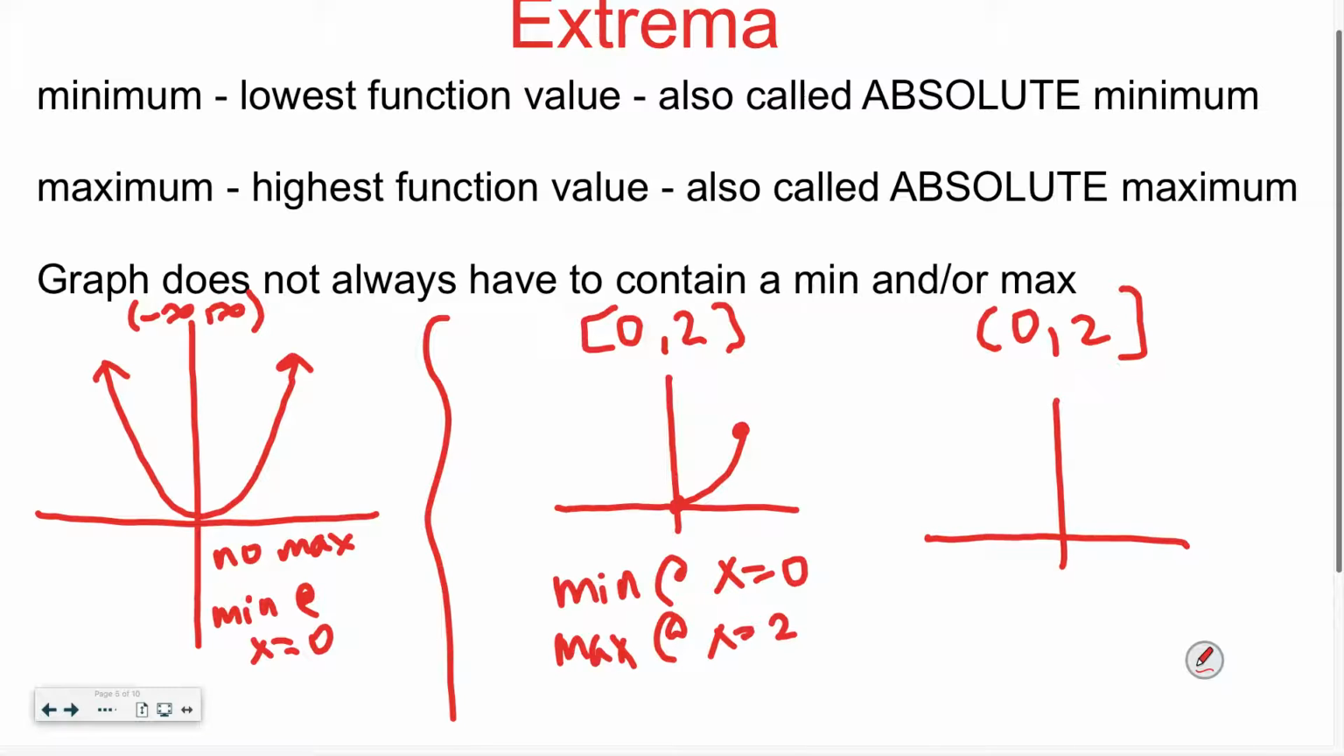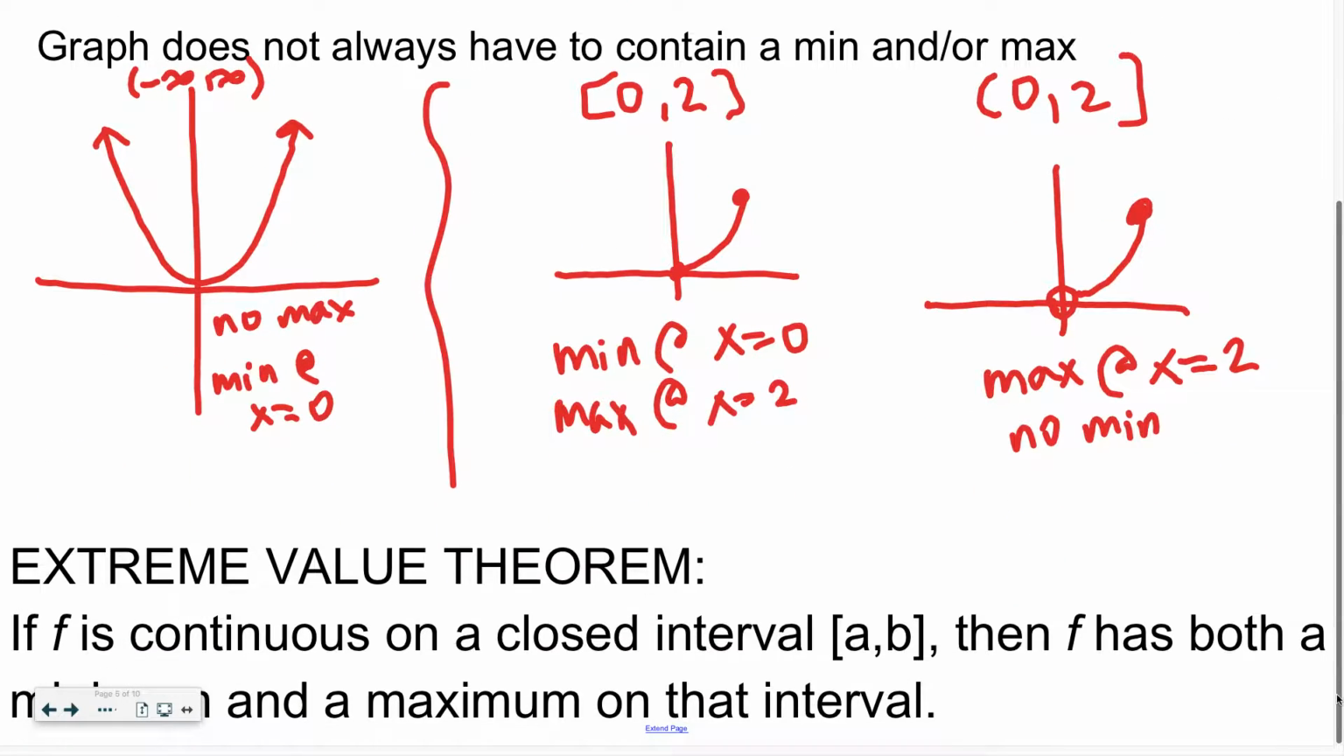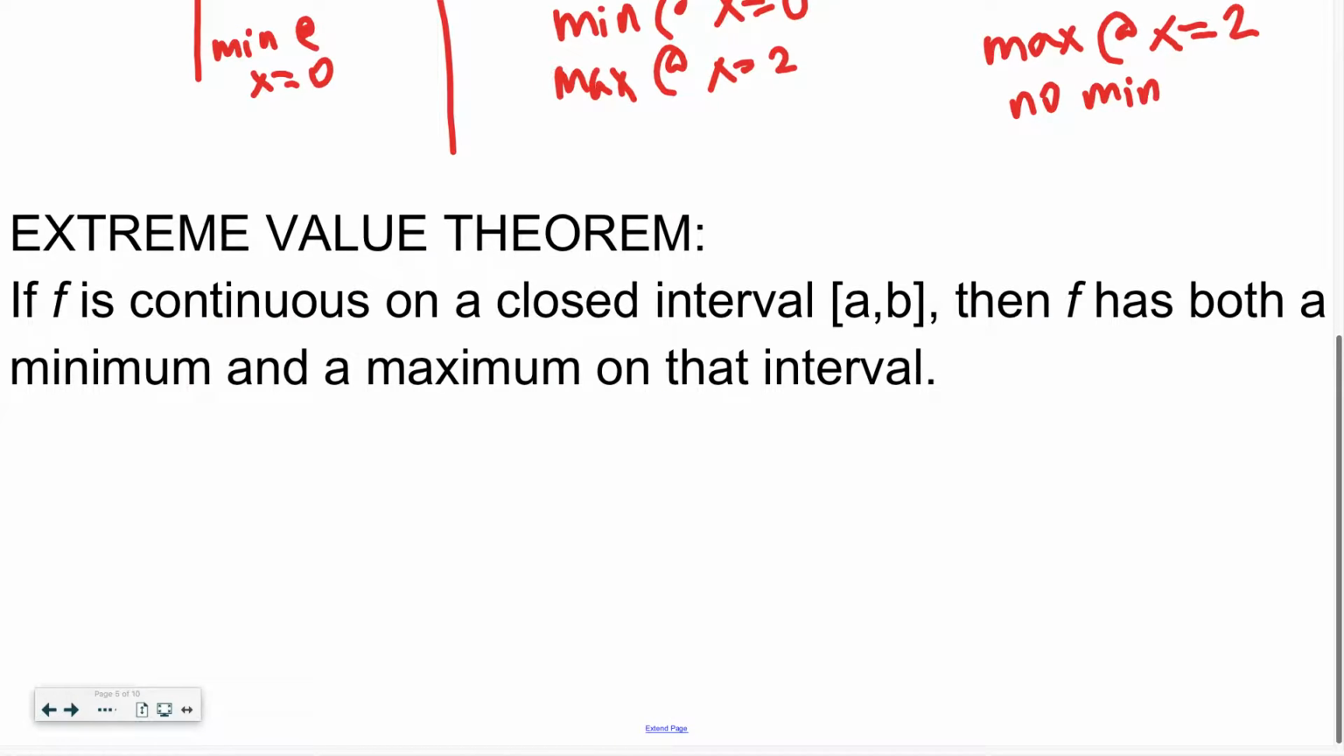What if I say 0 to 2 where 0 is not included? So we have this graph right here. What do we have? We only have a maximum at x equals 2, and there would not be a minimum. So the place where we had both was where we made it a closed interval. That's going to happen every time, and that's the situation that we're going to focus on today. If f is continuous on a closed interval, then on that closed interval, we can identify a maximum and a minimum.